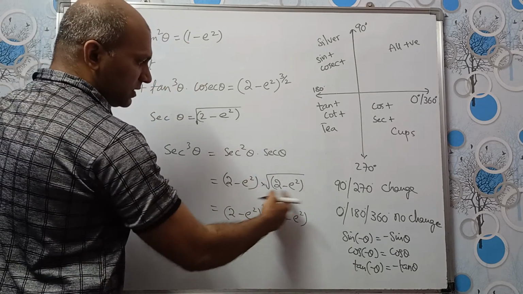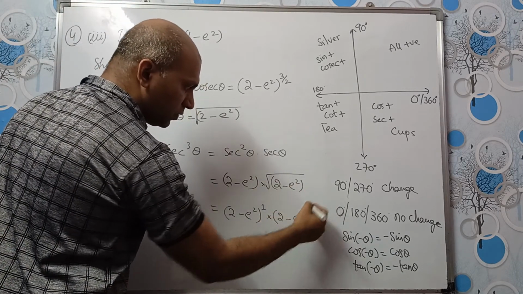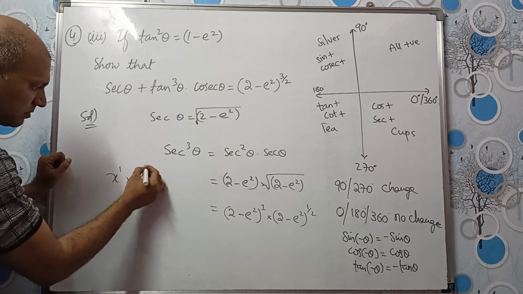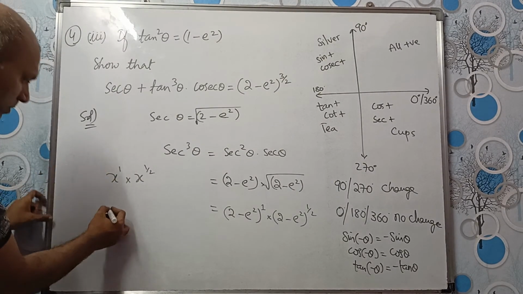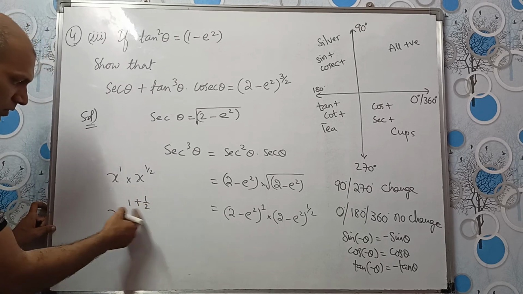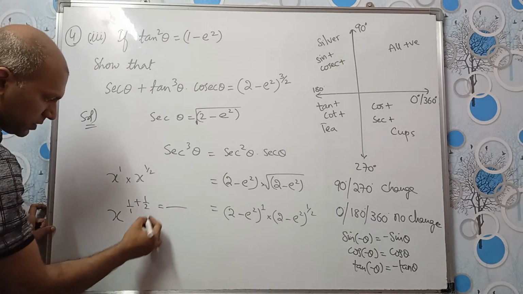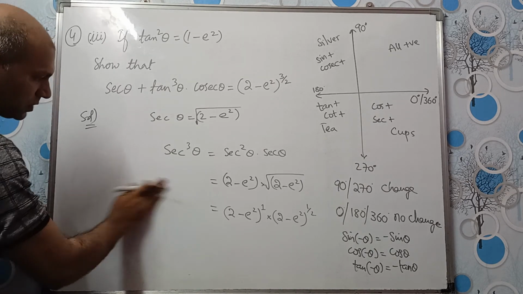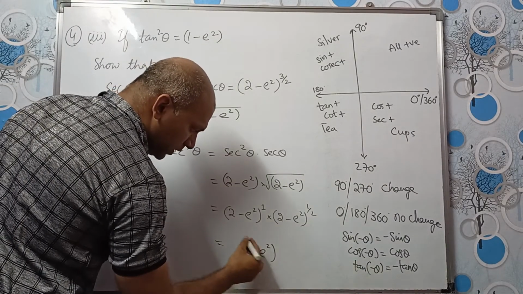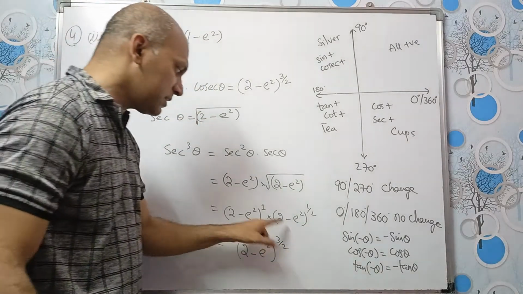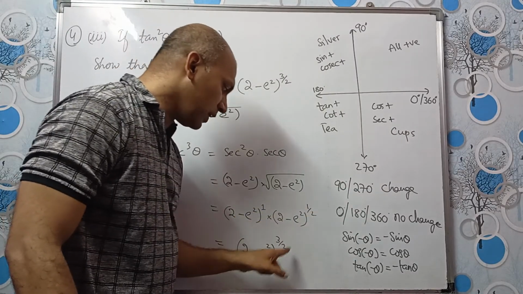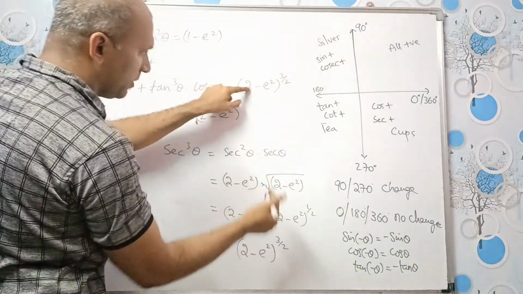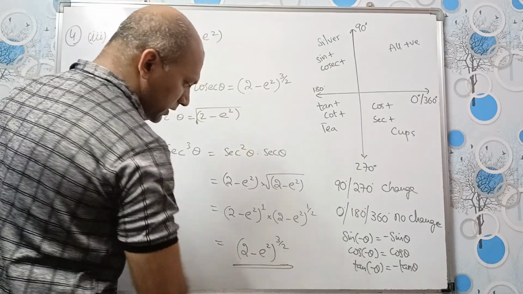Okay. What is this now? This square root we can write as power 1 by 2, right? Now, see, it is like x power 1 multiplied by x power 1 by 2. Bases are the same, powers should be added. So 1 plus 1 by 2, right? So what is 1 plus 1 by 2? It will be 2 plus 1, 3 by 2. Okay. So it will be (2 − e²) power 3 by 2. Bases are the same and they are being multiplied, so we need to add the powers. 1 plus 1 by 2 will be 3 by 2. So this whole part, this LHS, is equal to how much now? (2 − e²) power 3 by 2.